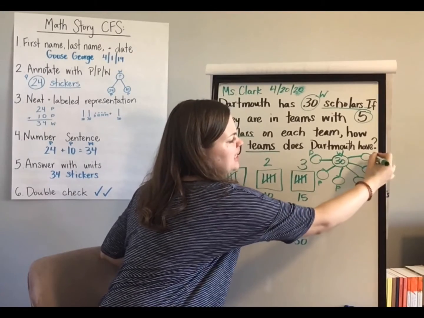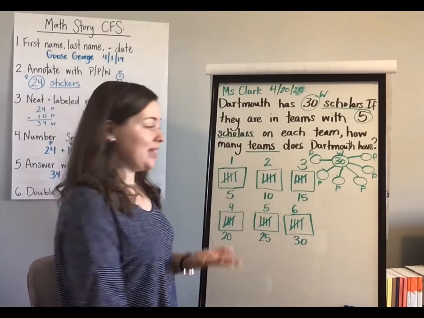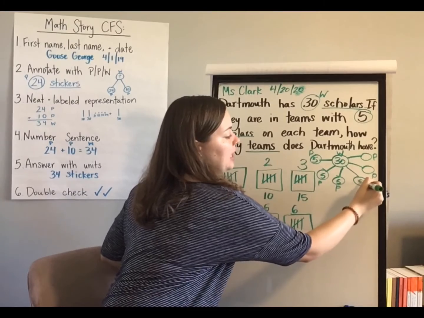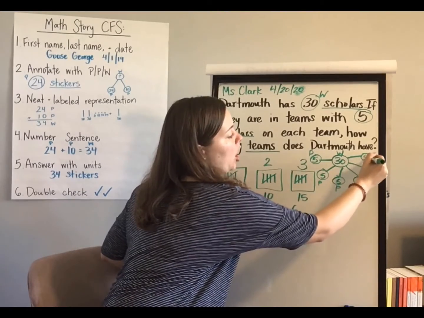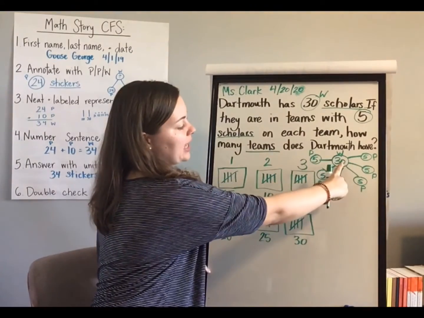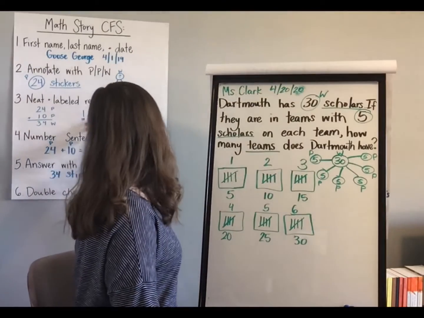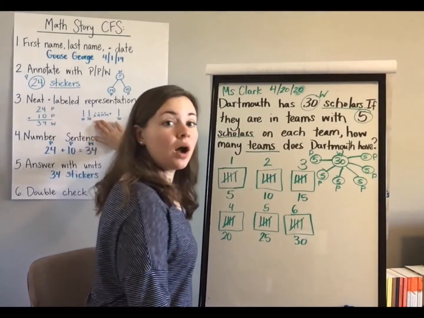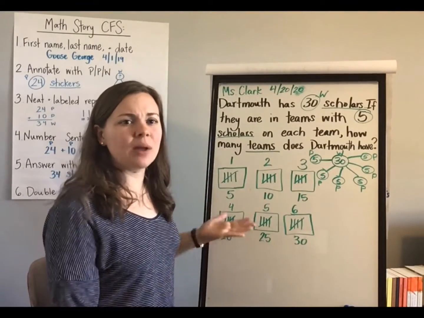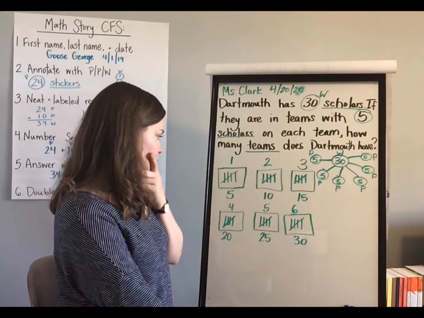Is each part 6? No, because each part only has 5 in it. So I'm going to label each of these parts as 5. If I were to add up all of these parts with 5 in each, I would get my total of 30. Now that I have my neat and labeled representation, we know we're going to go on to our number sentence.